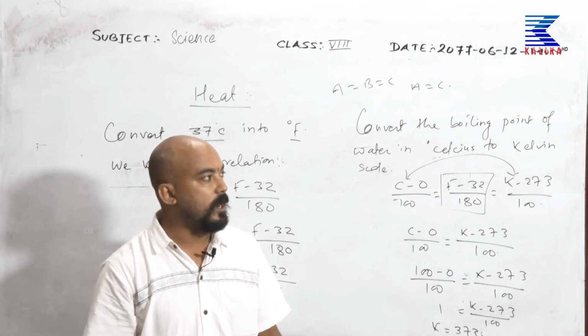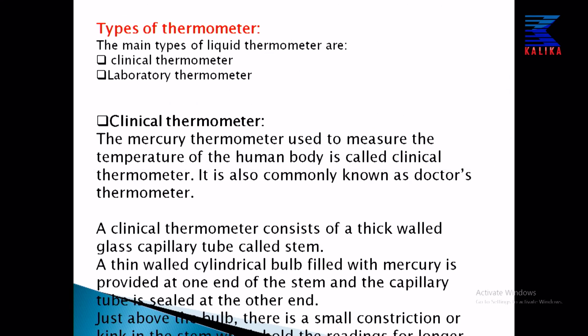Now, look at the slide. In the next slide, we will have the types of thermometer. There are different types of thermometer used in our daily life, and on the basis of the thermometric liquid used in it, there are two types of thermometer. One is mercury thermometer and another is alcohol thermometer.